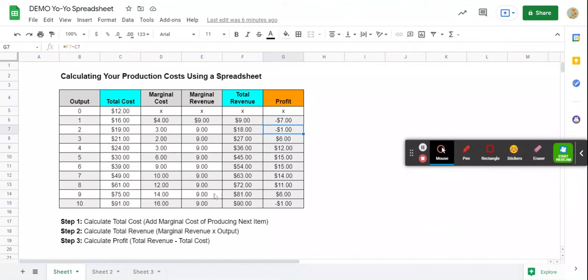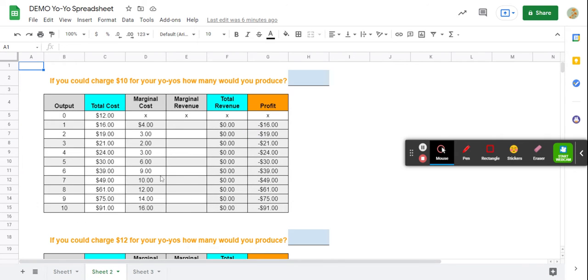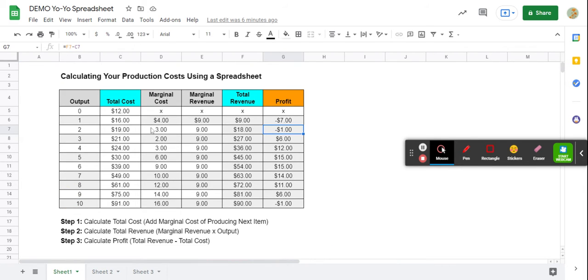So now that we have completed the process of setting up our spreadsheet, I want to bring your attention down here. Notice there are 3 different sheets in this: sheet 1, 2, and 3. We just completed sheet 1. Now I want you to go to the bottom of your screen and click on sheet 2, and you'll see that I have copied and pasted this little spreadsheet that you set up here.